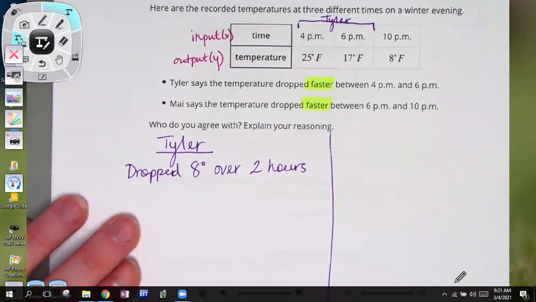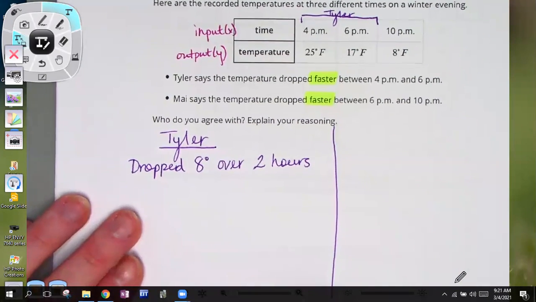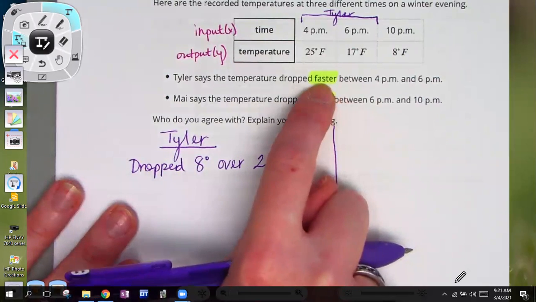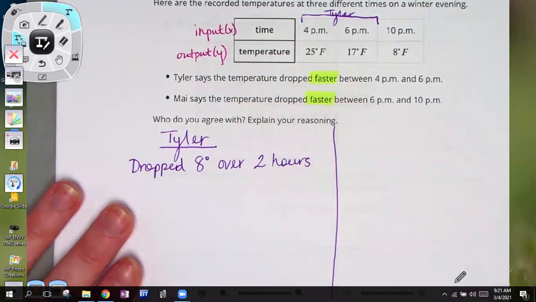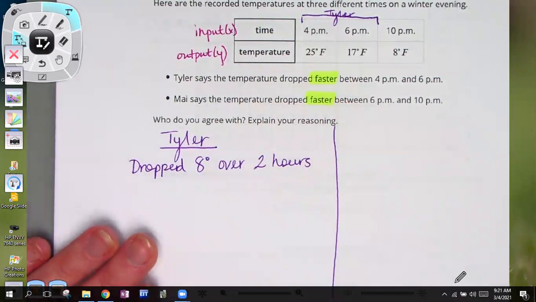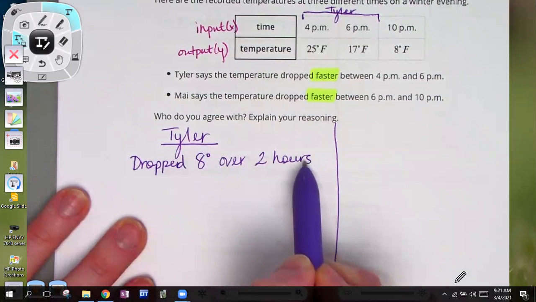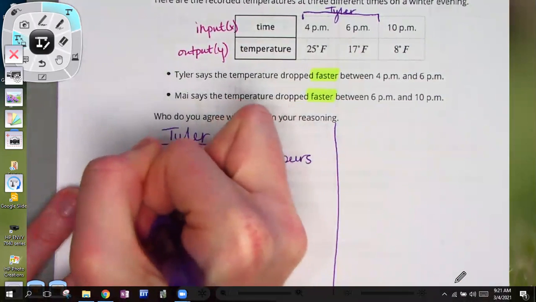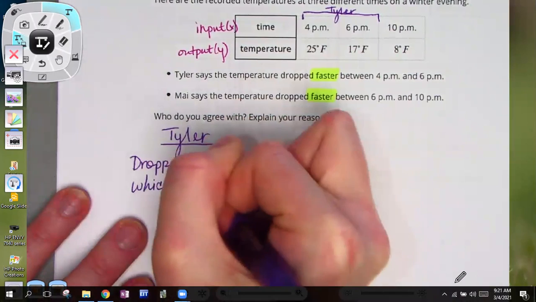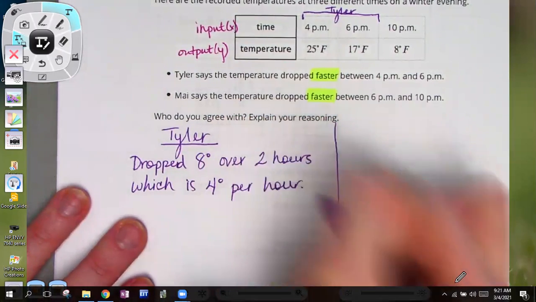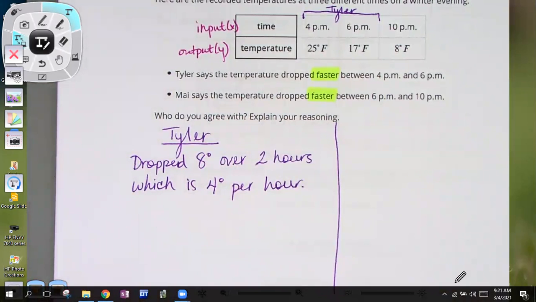Okay, so Hayden said, okay, if it's dropping 8 degrees over 2 hours, how fast is that? So he simplified it to see how fast that was over each hour interval. So if it dropped 8 degrees over 2 hours, he said it dropped 4 degrees per hour. Okay. We'll come back to that.